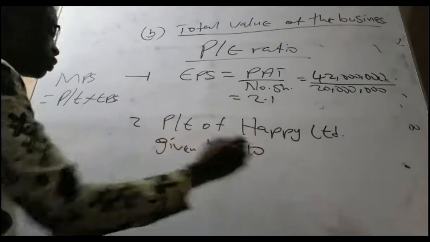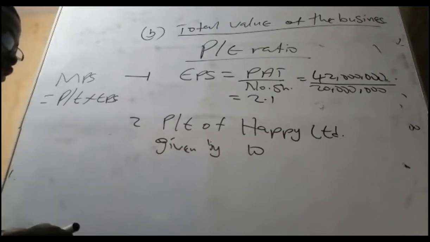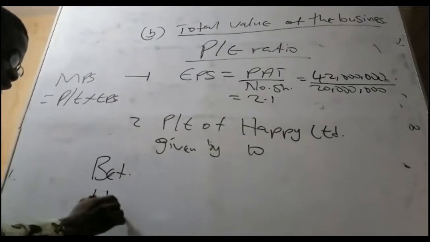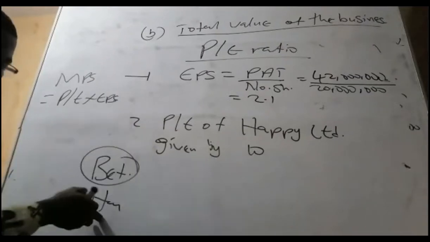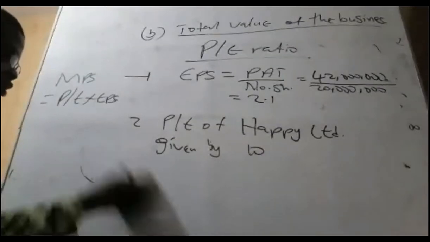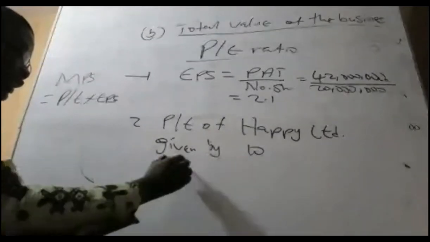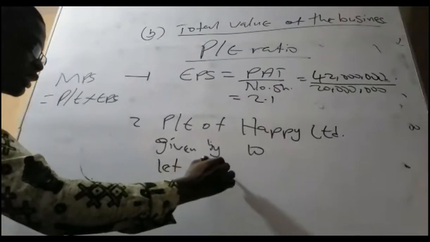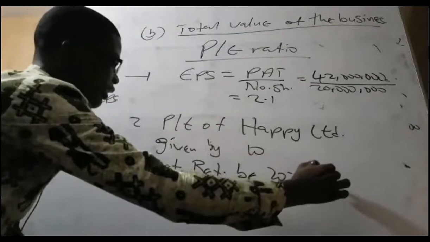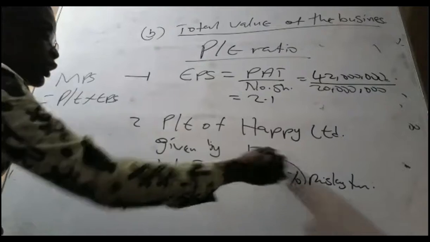Given 10, you then assume a risk factor of, let's say, 20%, because if Better Days is unlisted and Happy is listed, then Better Days is a bit riskier than Happy. So assume a risk factor. Let Better Days be 20% riskier than Happy, or let the risk factor be 20%.